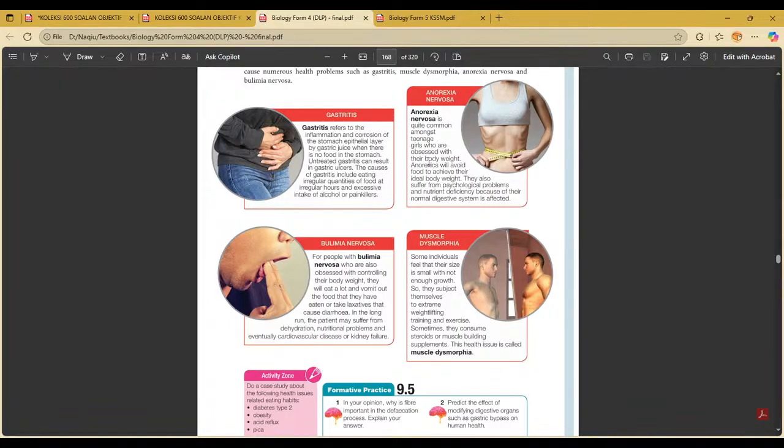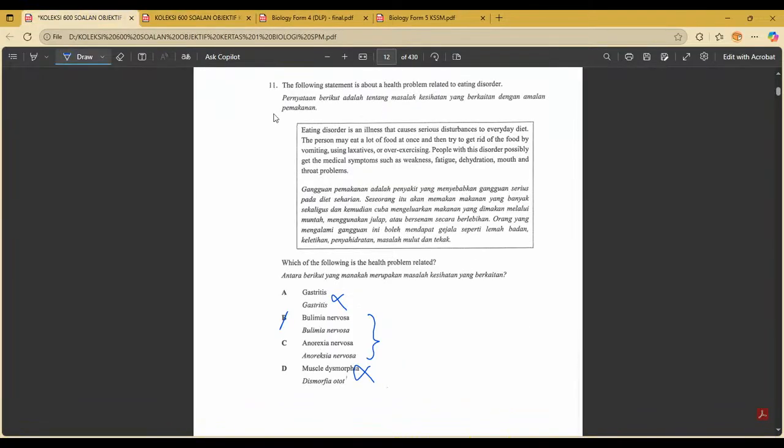Well, anorexia is avoiding food to achieve their ideal body weight. Bulimia, eat, then remove, while anorexia is don't eat. It makes sense.